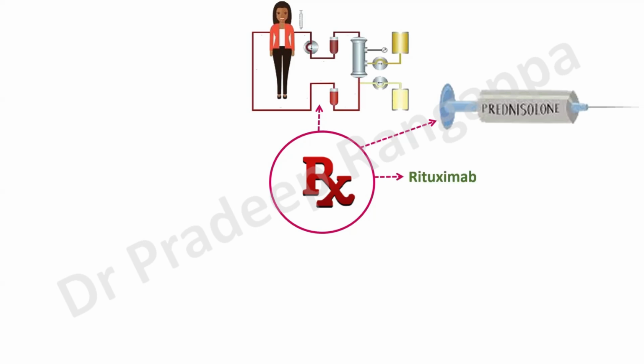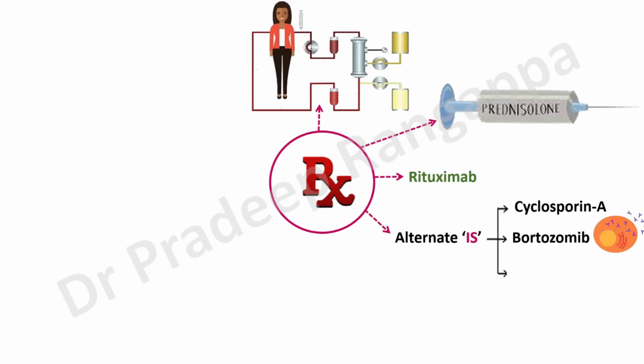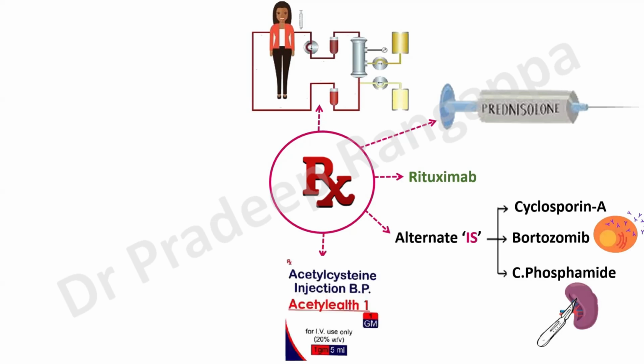And rituximab is something that can be considered if they are refractory to these therapies. Alternate immunosuppressives that have been tried are cyclosporin A or bortezomib, which is against the plasma cell. So it is a drug that acts against the plasma cell, which produces antibodies. And cyclophosphamide and even splenectomy. These are all the alternate immunosuppressive modalities that are utilized.